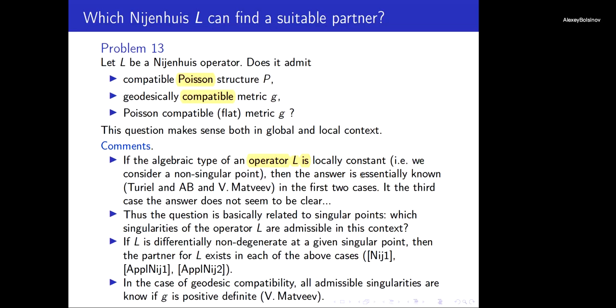We know which algebraically generic operators admit partners. This result is due to Turiel for compatible Poisson structures and to me and Vladimir Matveev for geodesically compatible matrix. There are some restrictions. Not every operator is suitable in this case. For Poisson compatibility with a flat matrix, as far as I know, the answer still needs to be clarified. It is clear what happens when L is diagonalizable, but for the Jordan blocks or Jordan blocks with complex eigenvalues, at that time, no, I'm not sure. It seems to me that there are still some issues to clarify.